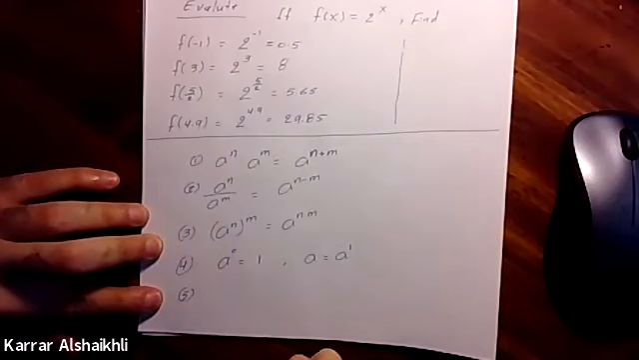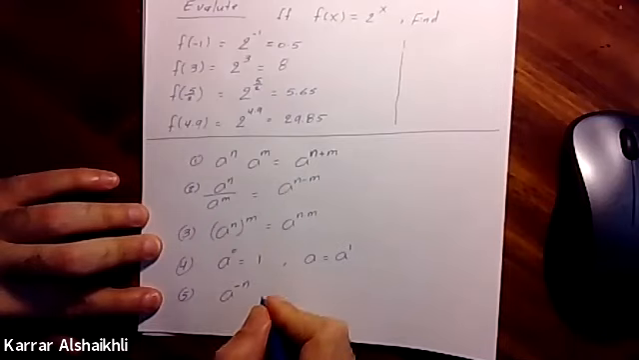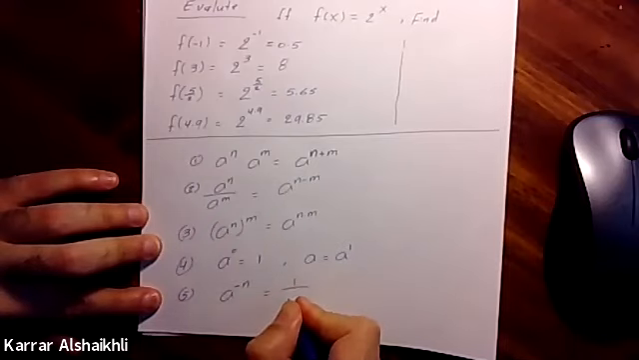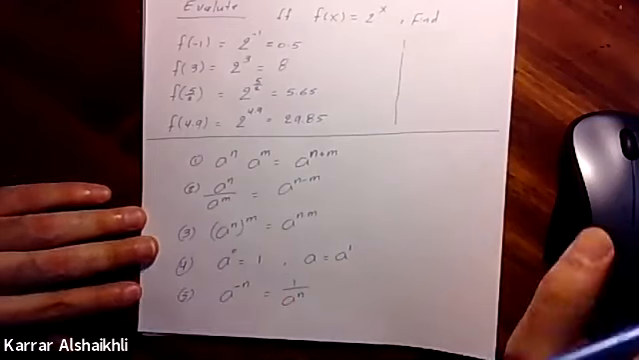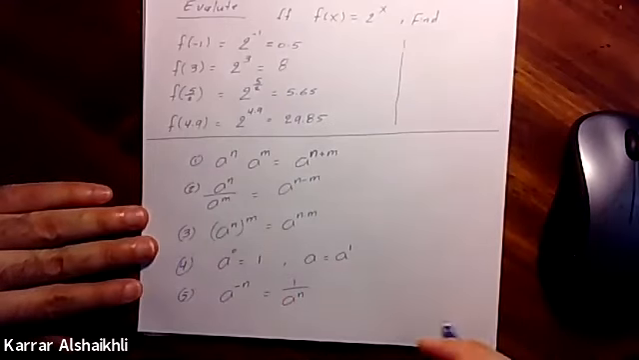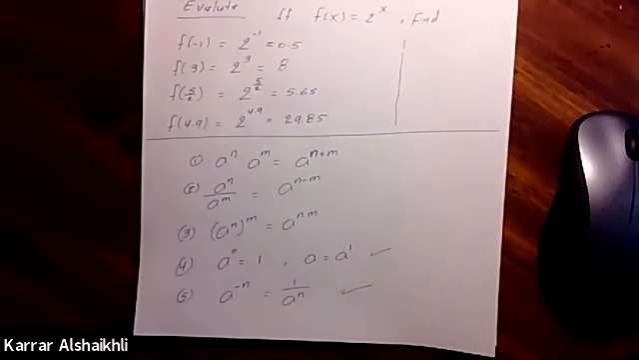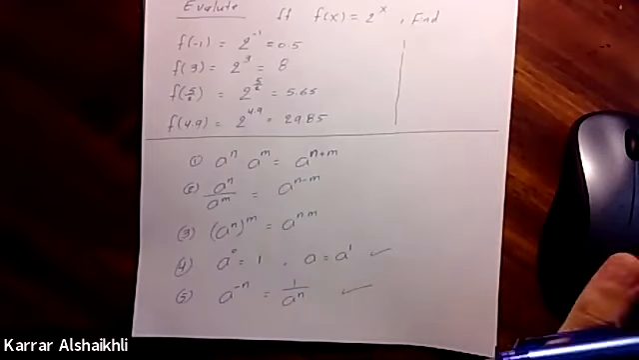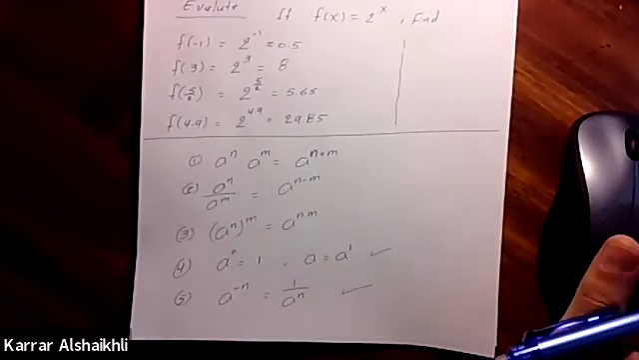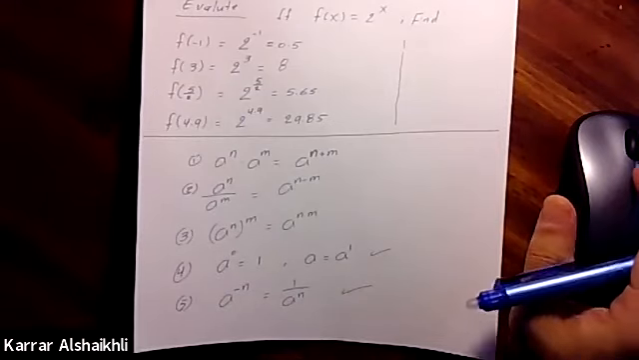The last rule, if you have a number with negative exponents, it's going to be 1 over the number with positive exponents. We will use this rule a lot, especially this one and this one. So you have to know these rules of exponents. We will use them when we're trying to solve exponential equations.